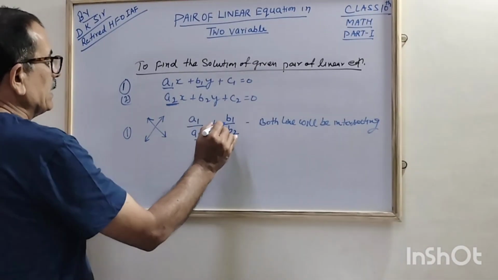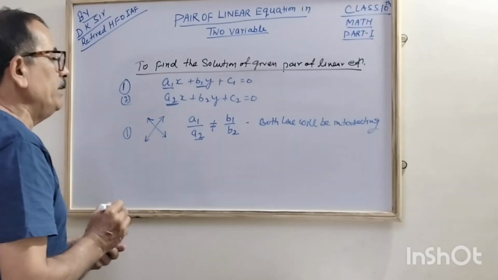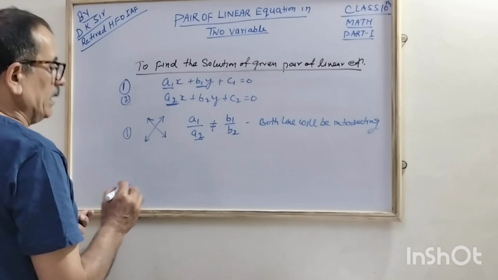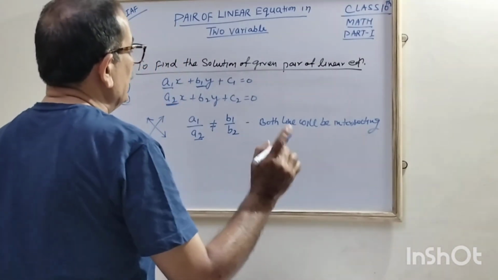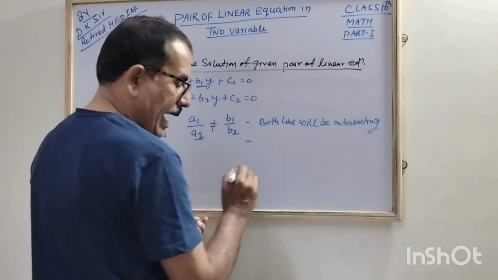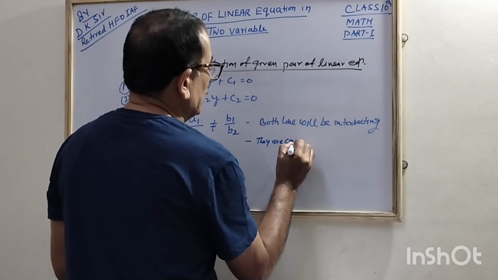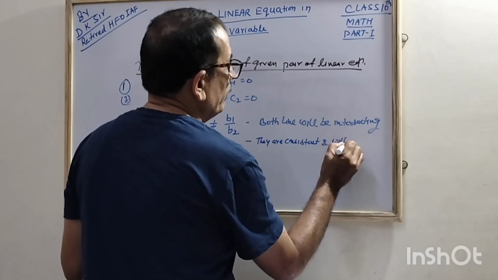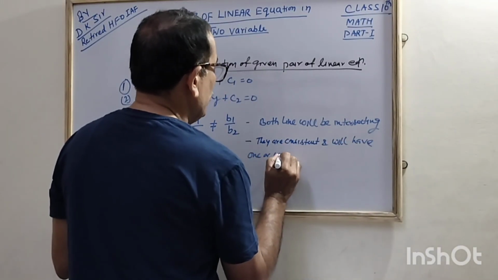So first case, if a1 by a2 is not equal to b1 by b2, it means both the lines are intersecting each other. If they are intersecting, what will be the character of that? They are consistent, and will have one, or you can say a unique, solution.